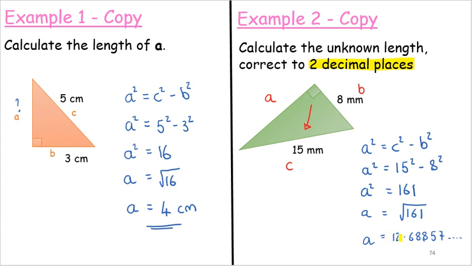From that, we need to write out the first few decimal places, and then after that, we're going to round our answer to 2 decimal places. So a, therefore, is 12.69, because the 8, which is the second decimal place, rounds up to a 9 because of the 8 after it. So 12.69 is my answer. And that is in millimetres, so I'll put my units there as well.